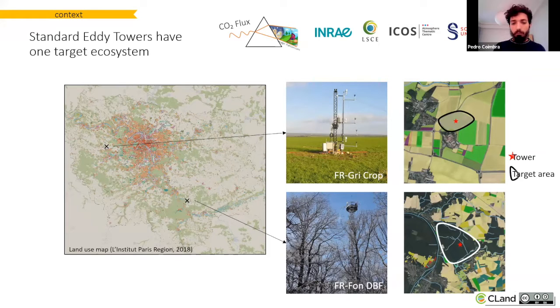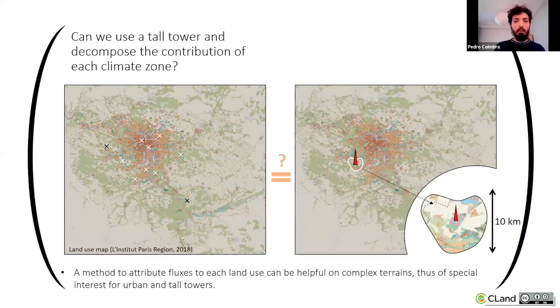However, this becomes more complex, and here I'm going to do a parenthesis. The idea is that we are going towards urban environments, and we are getting a more complex landscape that we want to measure. This is a parenthesis because we still need the setup to be ready, but this is one of the final goals of my PhD: to actually decompose the contribution of each climate zone, so in an urban, peri-urban site, to the measurements of a tall tower.